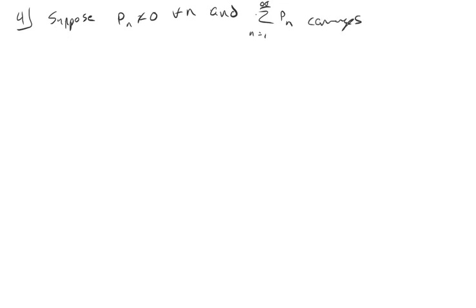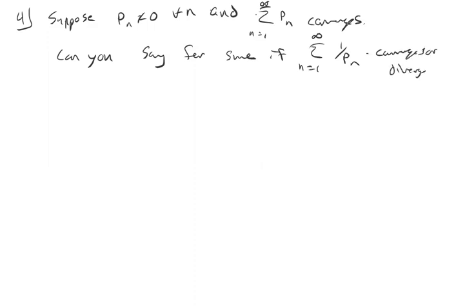Number 4 says, suppose p_n is non-zero for all n, and the sum of p_n from n equals 1 to infinity converges. Can you say for sure if the sum of 1 over p_n from 1 to infinity converges or diverges?